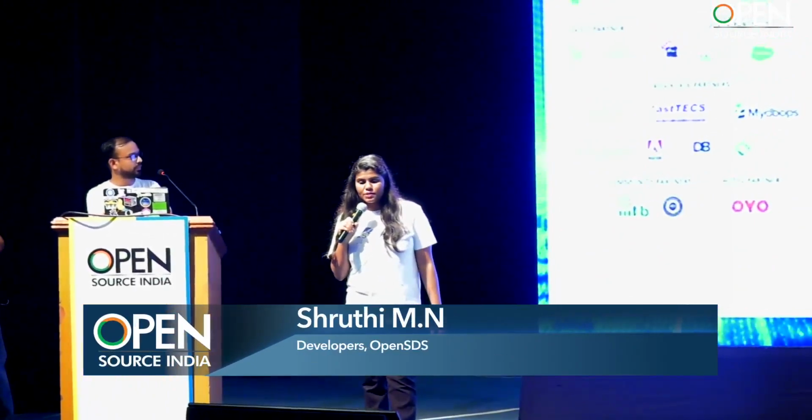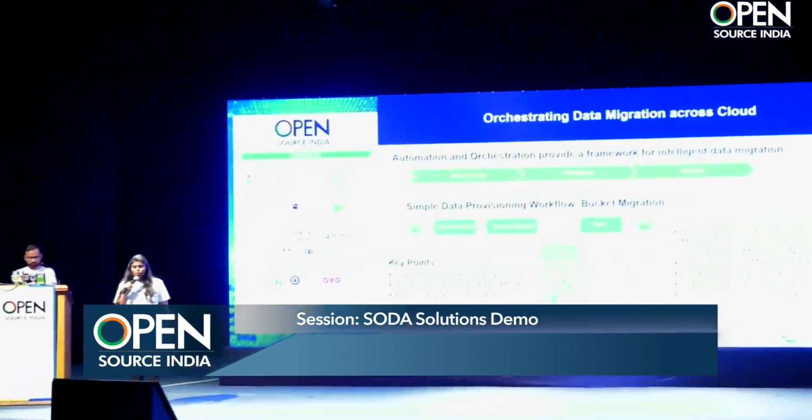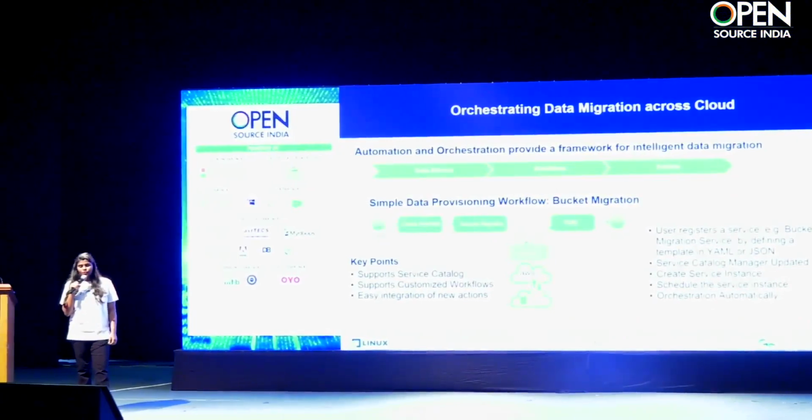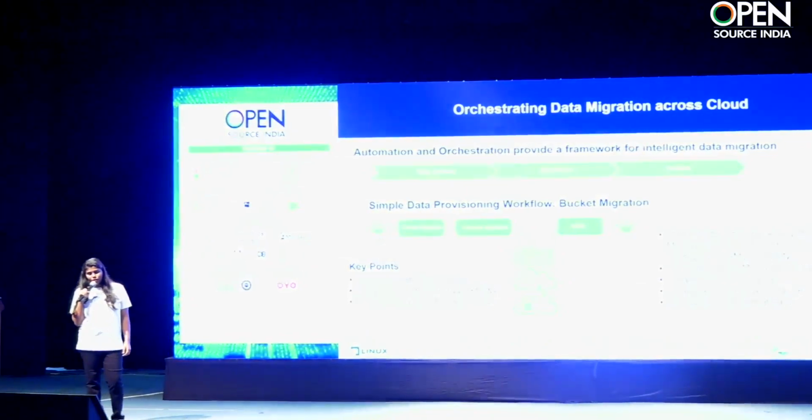I'll invite Shruthi to explain about orchestration in multi-cloud services. As we know, orchestration, why is orchestration needed? Orchestration is a framework to automate business operations, which will enable organizations to improve user experiences, accelerate the delivery of services, and reduce operation costs. So here in OpenSDS, we support a variety of service catalogs and customized workflows and easy integration of new actions.